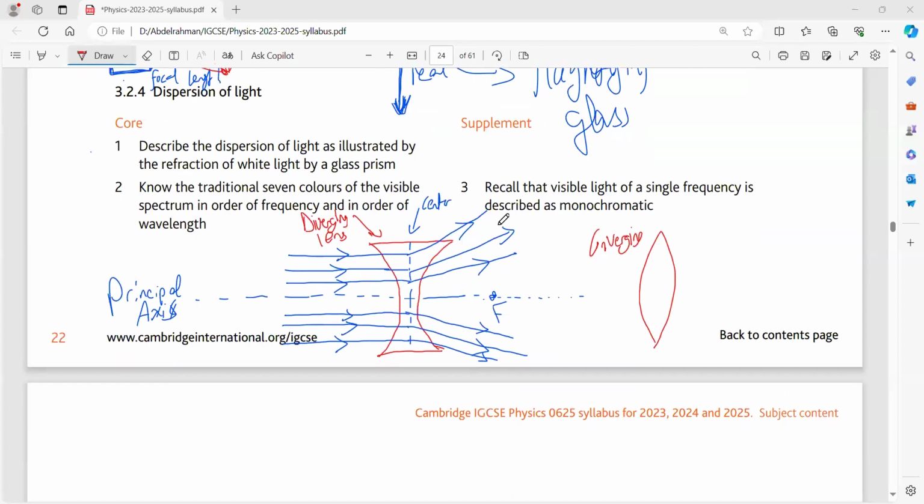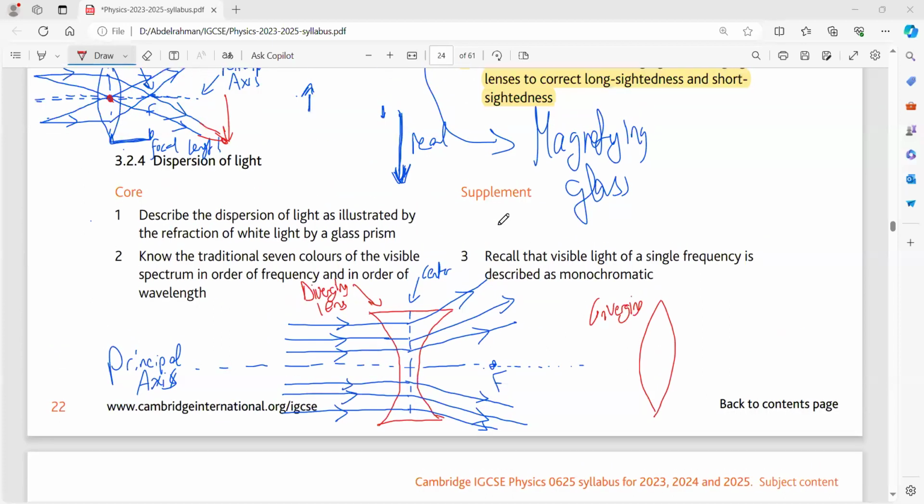Let's finish up unit 3. Dispersion of light. Well, we definitely know dispersion of light. What happens to the light as it passes through a glass prism? It gets dispersed. It gets split into the 7 colors. We know the 7 colors: Roy G. Biv. We have to know them in this order.